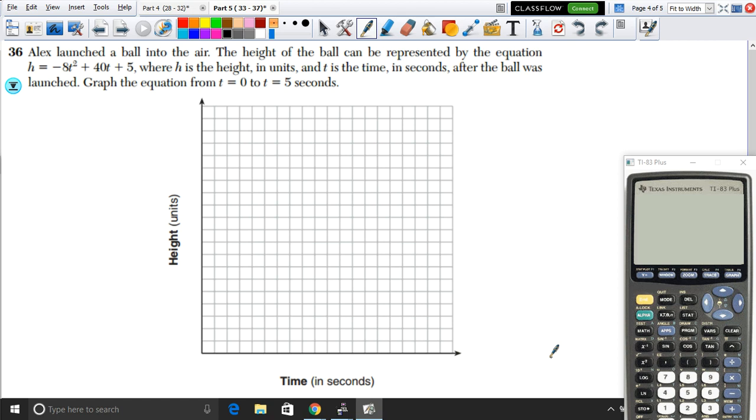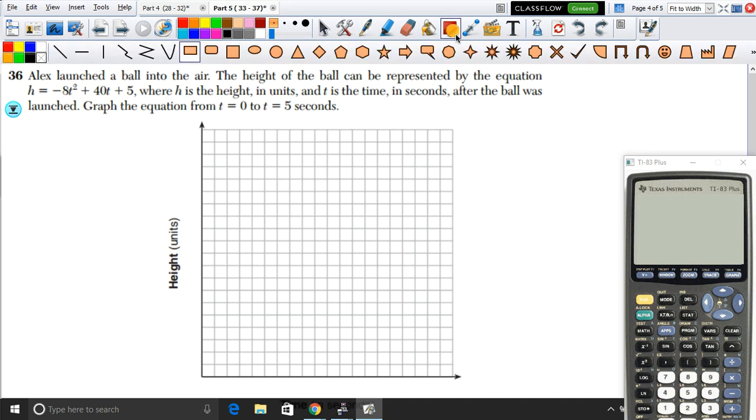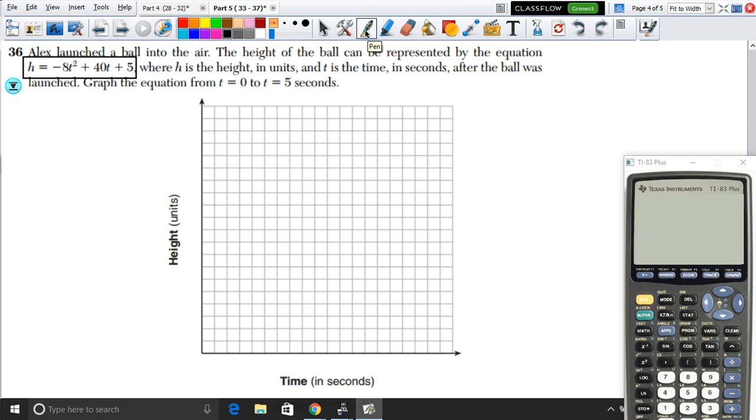Now here, in example 36, it says that Alex launched a ball into the air. And it says that the height of the ball can be represented by the equation. So we know one thing, and that is that the height of the ball can be represented by this equation. Just keep that in mind, where h is the height, so let's underline that, and t is the time in seconds after the ball was launched. Let's graph the equation from t equals 0 to t equals 5.